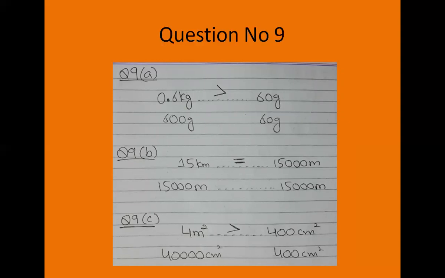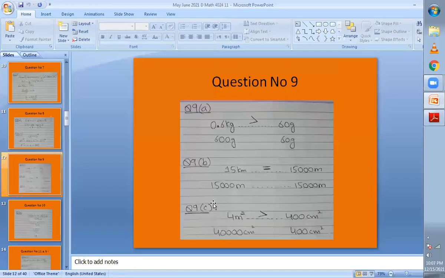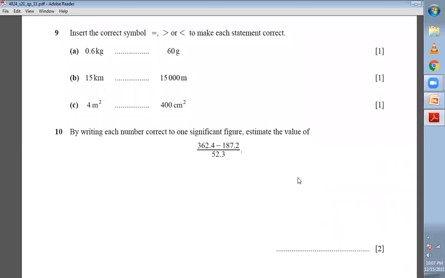And this is 40,000, and this one is 400 centimeter square. So clearly this side is larger. So I will put the inequality sign here, and the mouth of the crocodile will be towards the right, because 4 meters square is actually 40,000 centimeter square, which is more than 400 centimeters square. Hopefully you understand how we have done question number 9. Okay, so let's go to the next question.